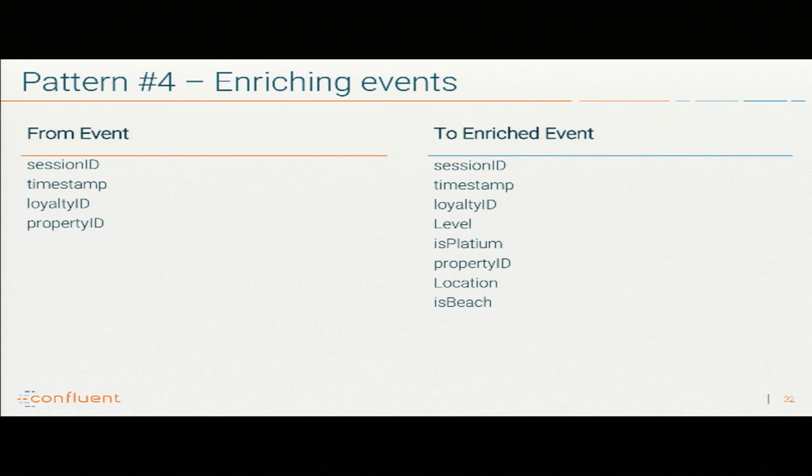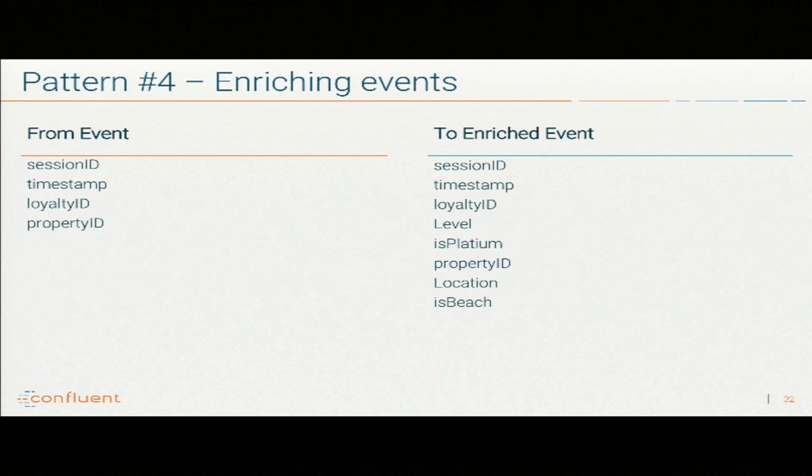This is an example of enriching events. Our Pageview event has the session ID, timestamp, loyalty ID and property ID. But in order to make the decision on who gets the email, we need to know not just the loyalty ID, but whether or not the customer is platinum, and not just the property ID, but whether or not the property is on a beach. Properties usually don't move around all that often, I hope. Beaches may, because of global warming. Loyalty levels tend to change slightly more often. But in any case, we're trying to enrich with information that doesn't change a lot.